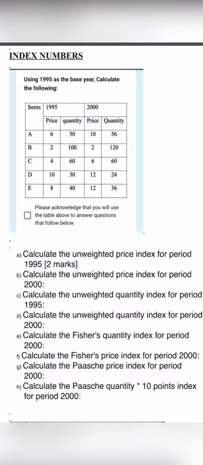So we have the first question where they are saying calculate the unweighted price index for the period 1995. Then B, calculate the unweighted price index for the period 2000. C, calculate the unweighted quantity index for the period 2000. Then E, calculate the Fisher's quantity index for the period 2000. F, the Fisher's price index for the period 2000. Then G, that one. Okay, so we can start with A.